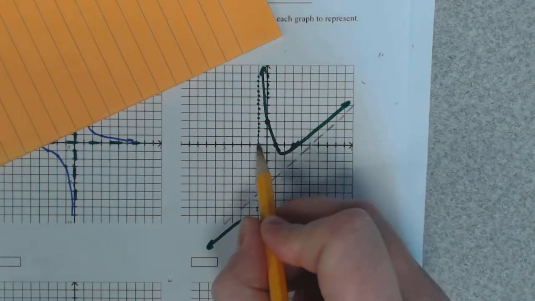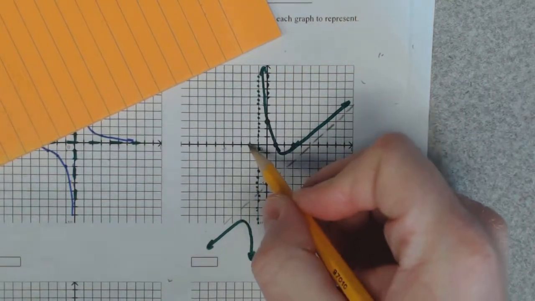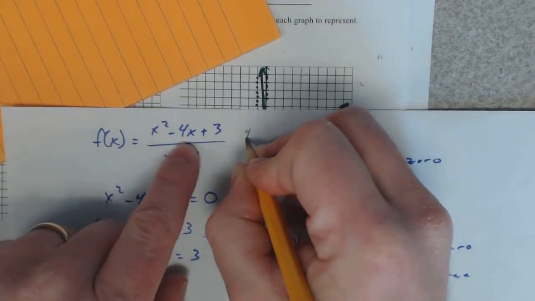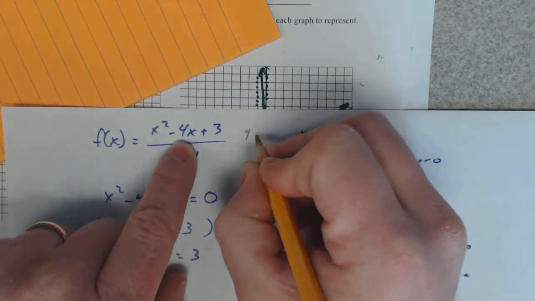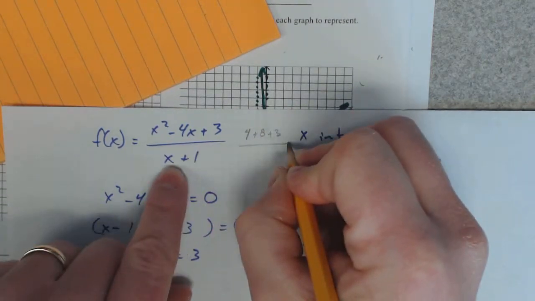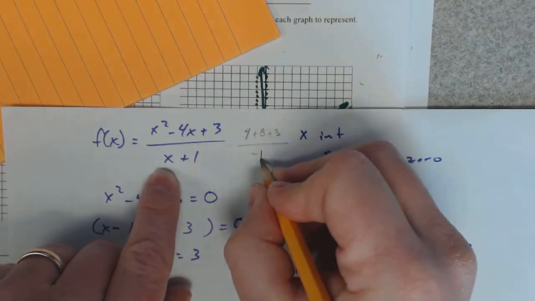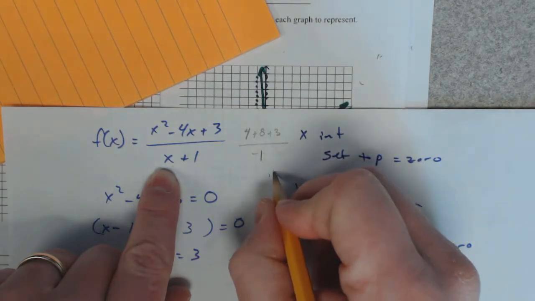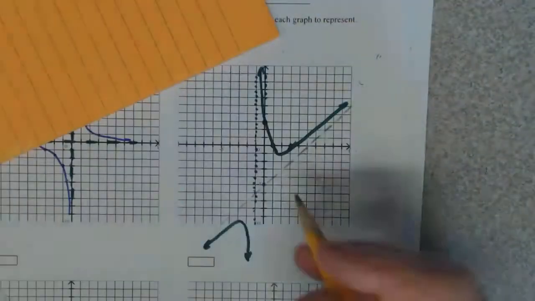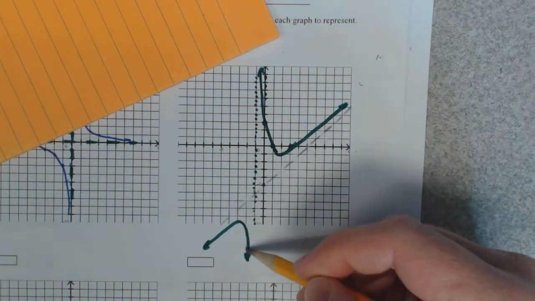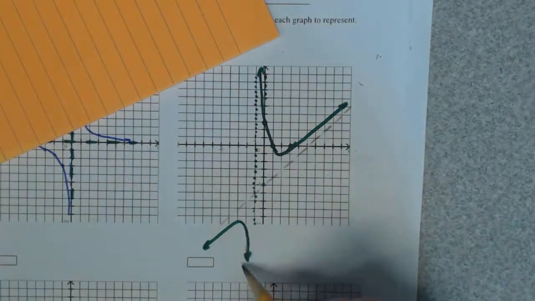Now I'll double check. What happens if I put a negative 2 in? Negative 2 squared is 4. Negative 4 times negative 2 is a positive 8. And then 3. Negative 2 plus 1 is a negative 1. So 4 plus 8 plus 3 is 15, over negative 1, so negative 15. If I go down 15, I'm right there on the graph again. So the graph is on this bottom part here.